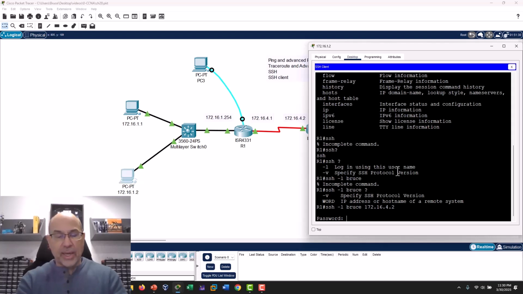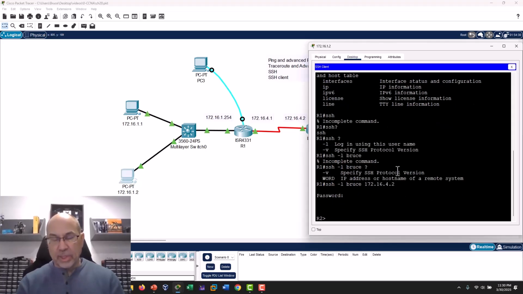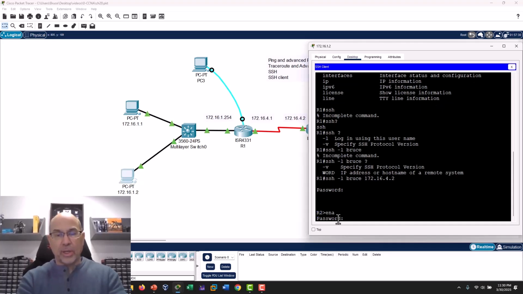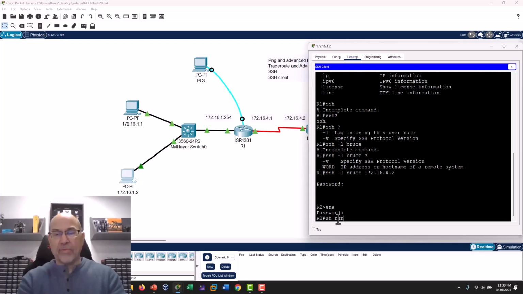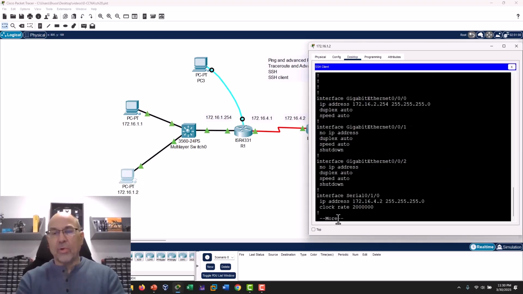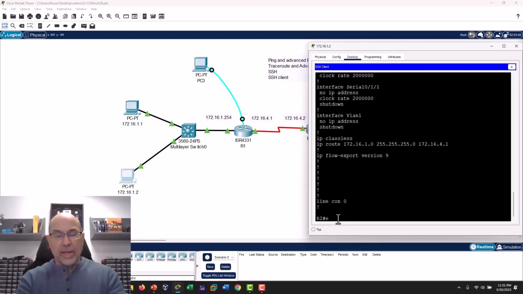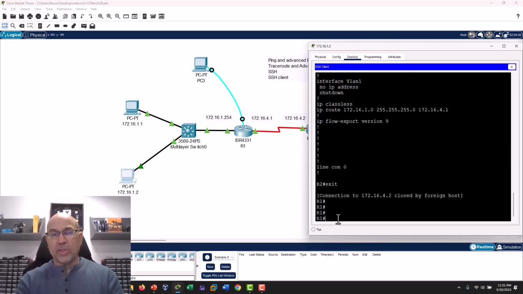And the answer is I can, because router number 1 has the ability to get to router number 2. So take a look at how the prompt changed. Now I'll do enable here, and now I have the configuration of router number 2. If I exit out of this, notice that the prompt is now back on R1.